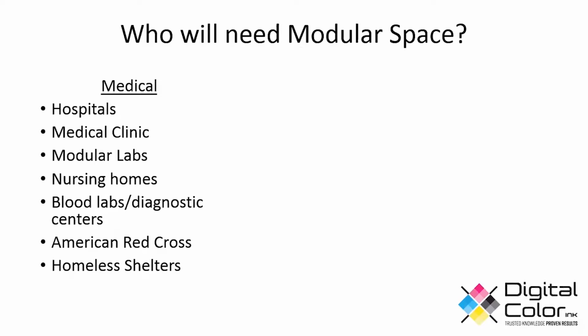Nursing homes, the Red Cross to separate blood donating stations, but also think about homeless shelters. This is not something that's just used in medical from a crisis point of view. This could be used on a regular, ongoing basis in homeless shelters, where now you can provide a simple partition from a privacy point of view to the residents that are there.